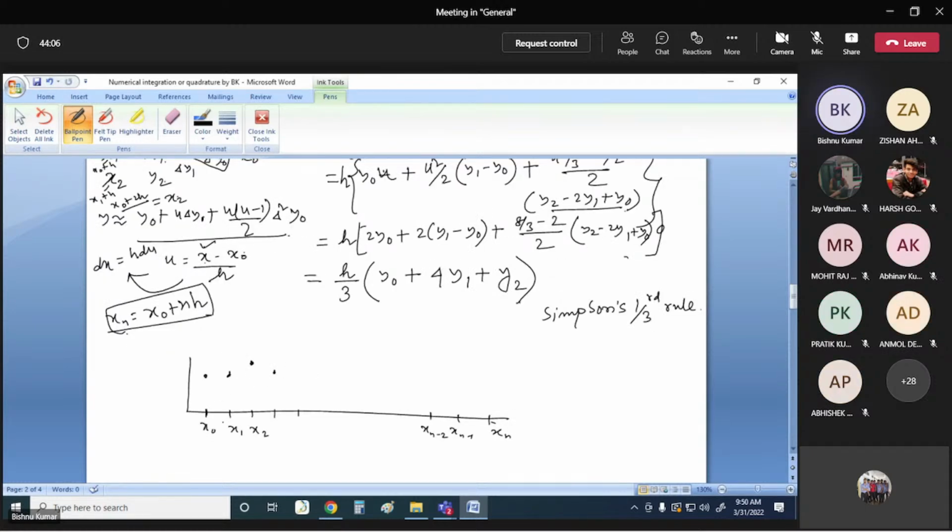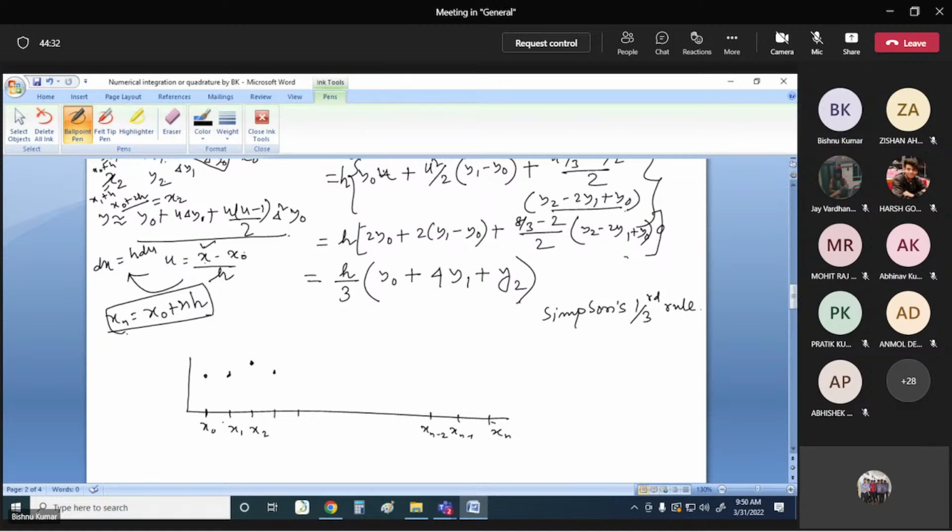So what you are doing in these two intervals, you are using this Simpson one-third rule. Again in the next two subintervals, you use the Simpson one-third rule. So actually you are using pairwise subintervals, two subintervals at a time, isn't it? So the number of subintervals should be even.